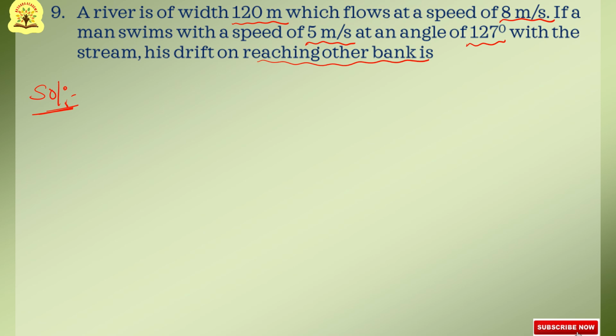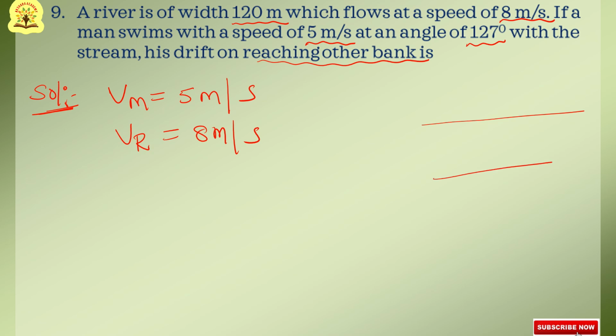Here they have given the velocity of the man as 5 meters per second. So Vm is equal to 5 meters per second, and the velocity of the river is 8 meters per second. See here, this is a river, and they have given the width of the river as 120 meters. D is equal to 120 meters.